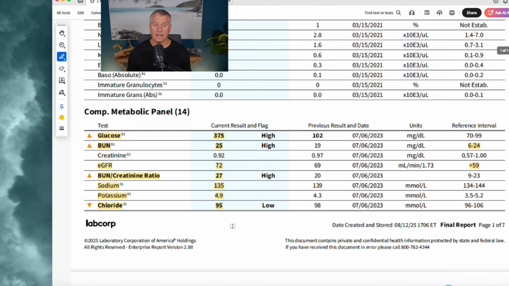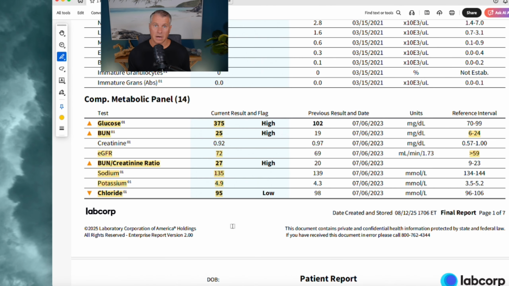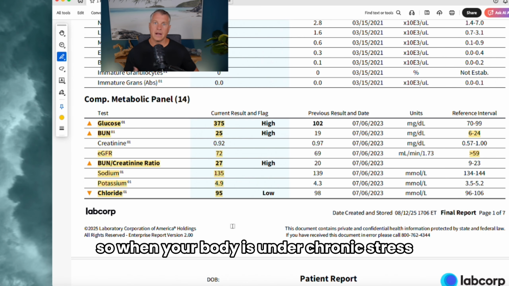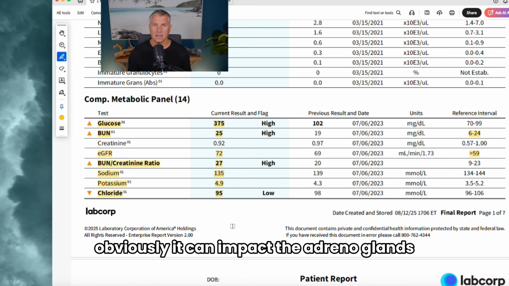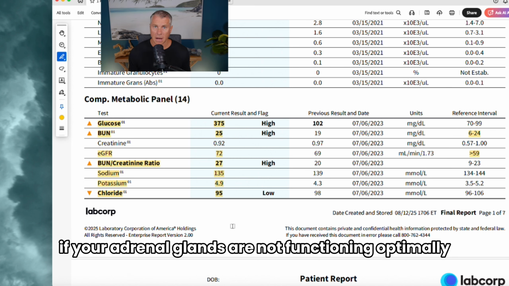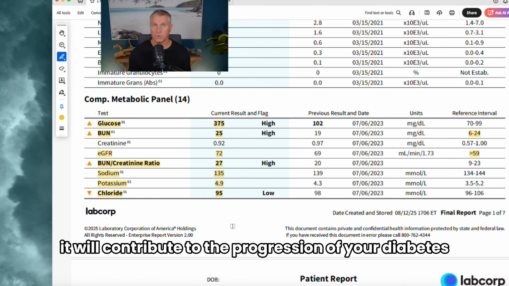Now, the adrenal glands are very important glands in the body. They sit just above the kidneys. Their major focus is your stress glands. So when your body's under chronic stress, obviously it can impact the adrenal glands, but they're also very important for blood sugar regulation at the cellular level. And if your adrenal glands are not functioning optimally, it will contribute to the progression of your diabetes.